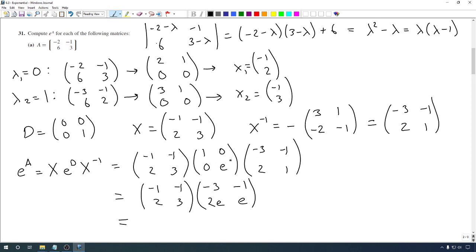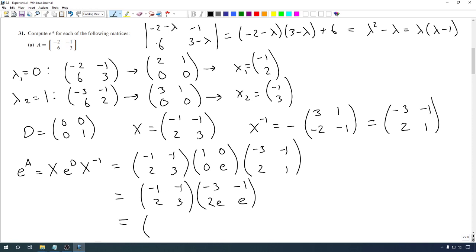Another way to look at this is that this is actually an elementary matrix that multiplies the second row by e when you multiply it on this side, if you want to think of it that way. So this is just the same matrix with the bottom row multiplied by e. Of course, this product here is a little bit more complicated. We do actually have to work it out.